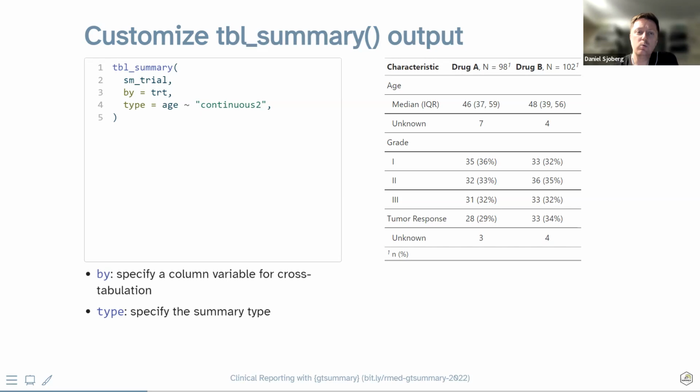And so now we're adding the type argument. So we saw in the previous table, the previous slide, that age was summarized as a continuous variable. There's actually 2 types of continuous variables in gtsummary. The first puts it all in one line, like what we saw previously. And the second is continuous 2, which presents things on 2 or more lines. So you'll see a lot of this kind of reporting in the pharmaceutical industry, where it will be the number of non-missing observations, the mean and the standard deviation, the median, the IQR, the range, the number of missing values.